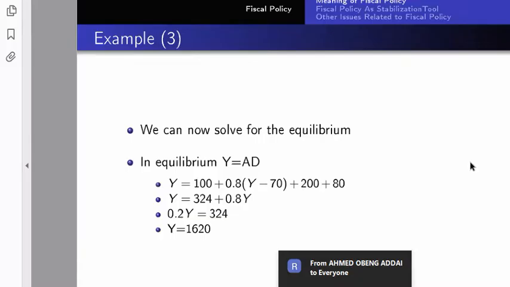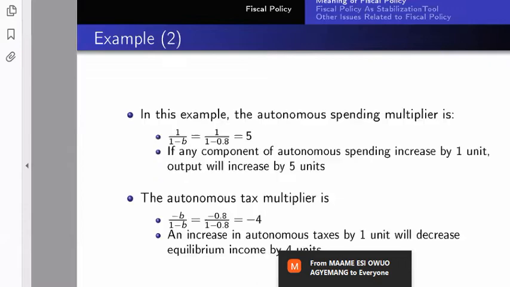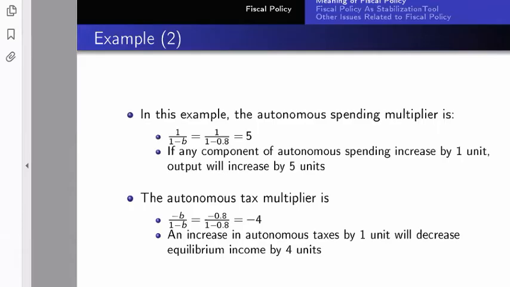Hello, sir, please, a question. Okay, what question is it? Please, the autonomous tax multiplier. Was it negative 4 or 4? It's supposed to be negative. Okay, I got negative 4. I thought I had 4, so I thought I was wrong. No, it's supposed to be negative. Always know that the autonomous tax multiplier is supposed to be negative. Oh, okay, thank you very much.